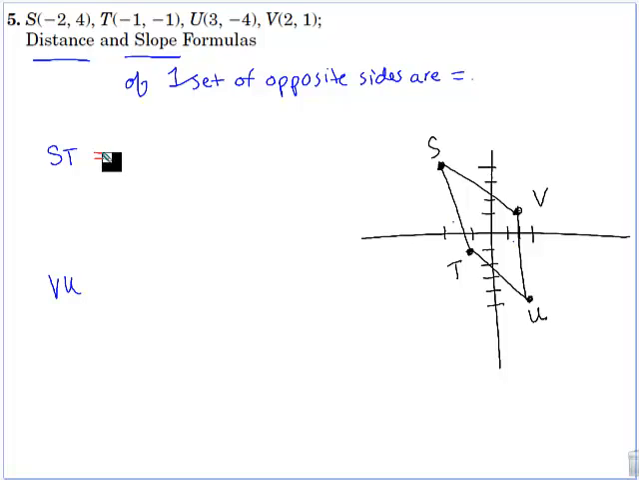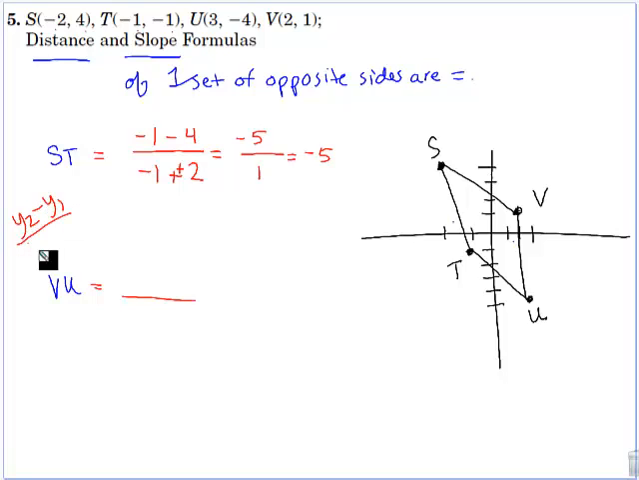So ST, y2 minus y1, so negative 1 minus 4, over x2 minus x1, negative 1 minus negative 2. Negative 1 minus 4 is negative 5. Negative 1 minus negative 2, we add the opposite, is positive 1. So that has a slope of negative 5. Now do the same for VU.